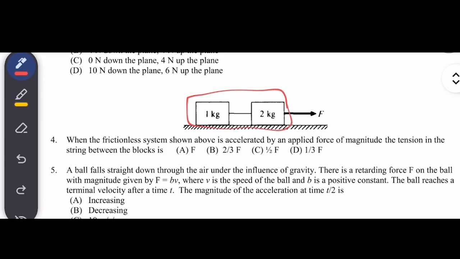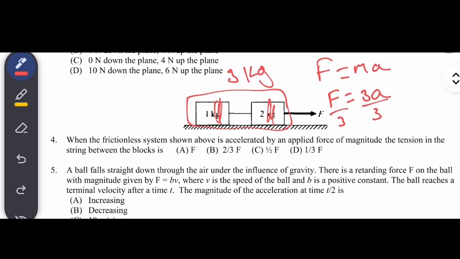Doing that, you would have Newton's second law, which is fundamental for almost all dynamics questions: F equals mass times acceleration. If we take this whole system as one full mass, that would be 1 plus 2, making a total mass of 3 kilograms. So F is equal to 3 kilograms times a. If we treat this as one whole system, both blocks have the same acceleration. Dividing by 3 to get a by itself, we get that F over 3 is equal to a, which is the acceleration.